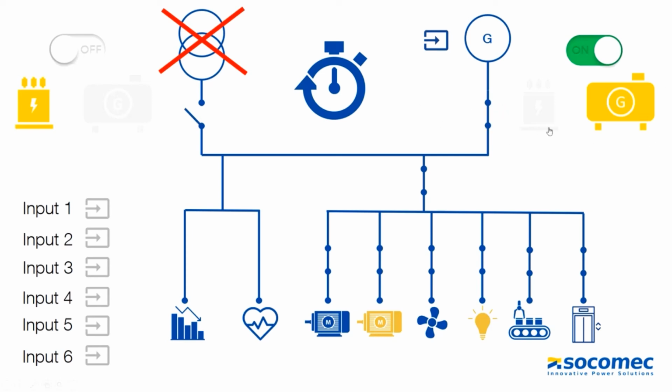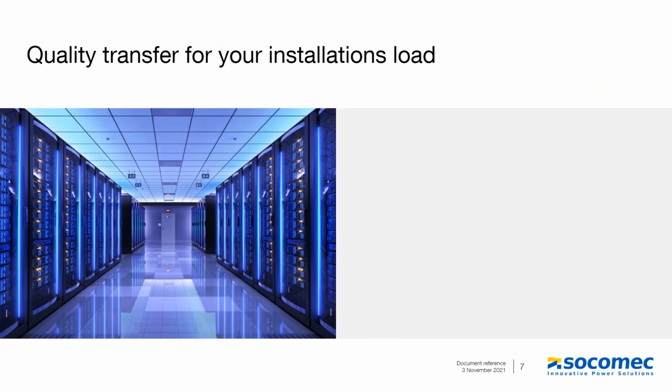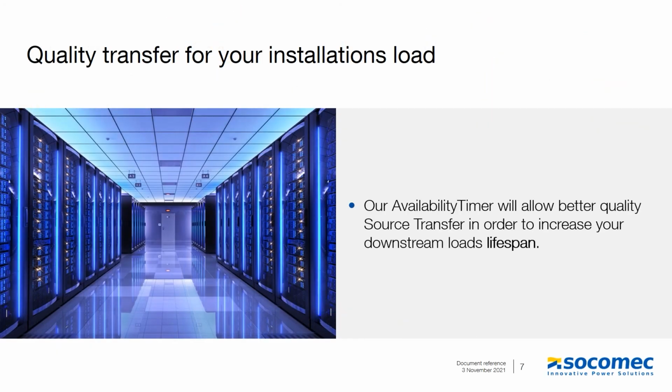This timer is set by default in all Socomec automatic transfer switches, so you won't have to think about it later. It is only available in main-gen configuration and is replaced by the source return timer in main-main configuration. Overall, our availability timer will allow better quality source transfer in order to increase your downstream load's lifespan.